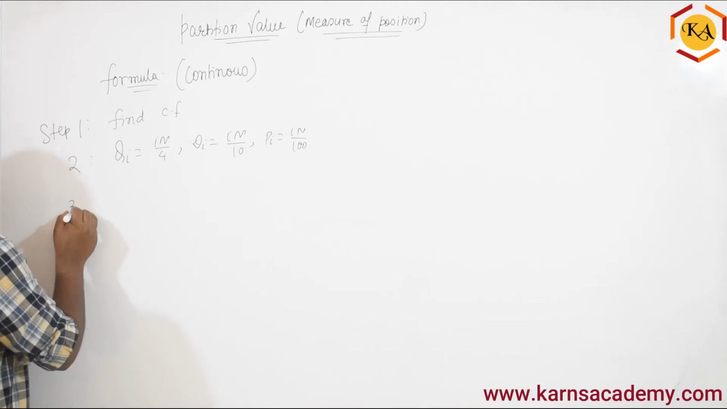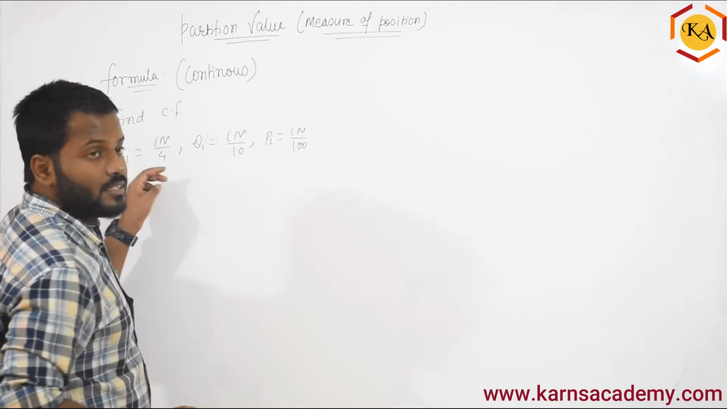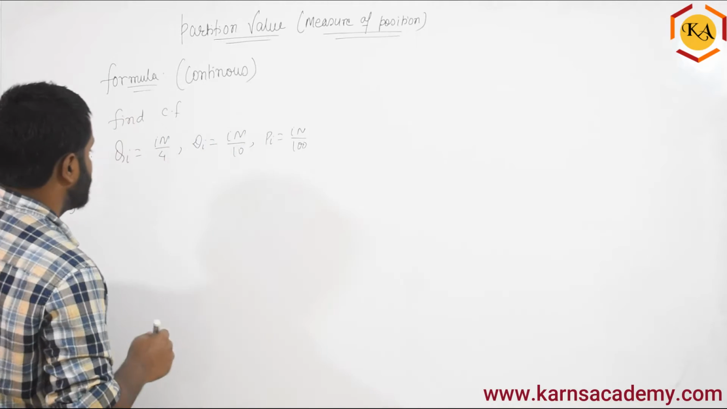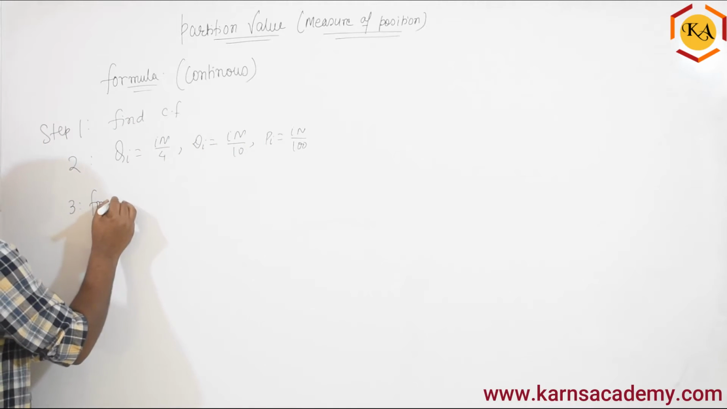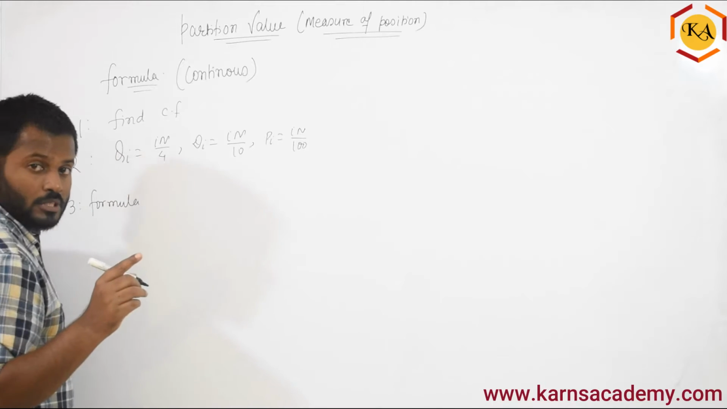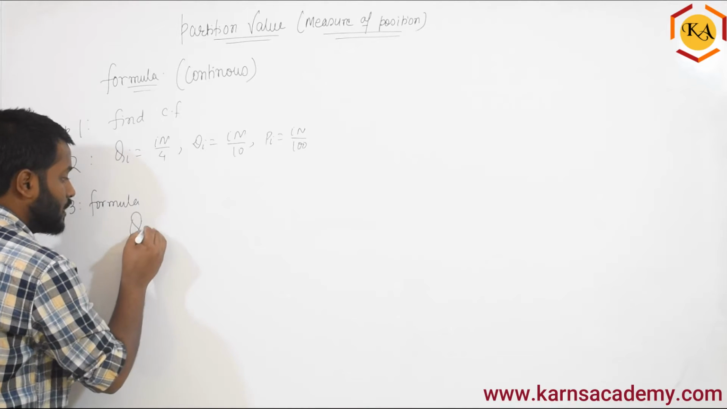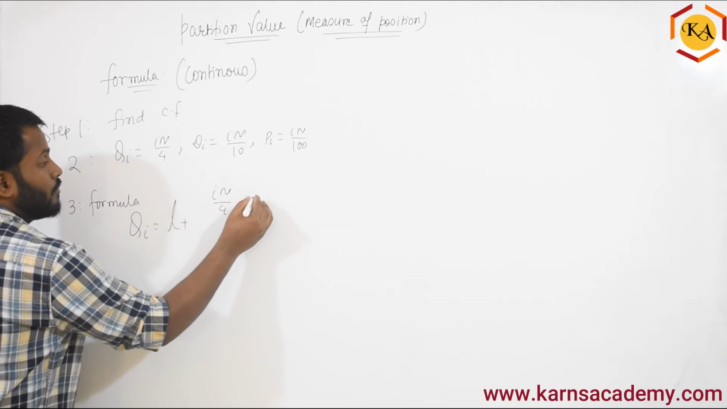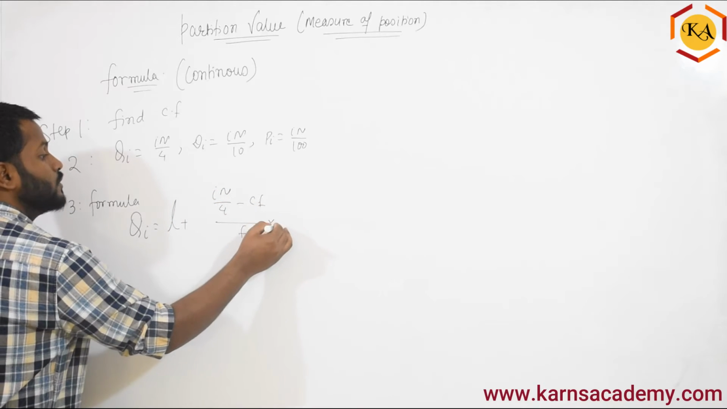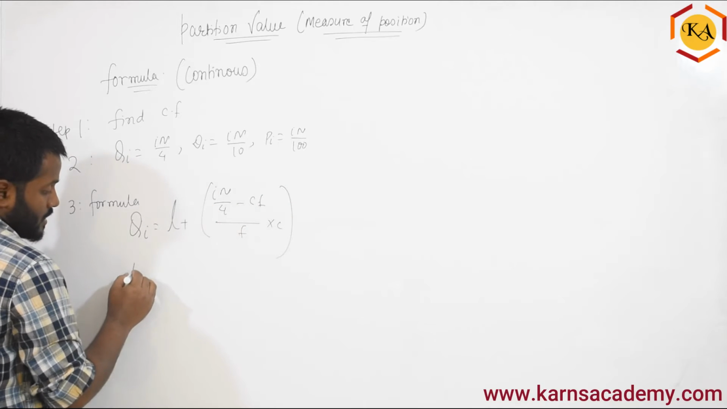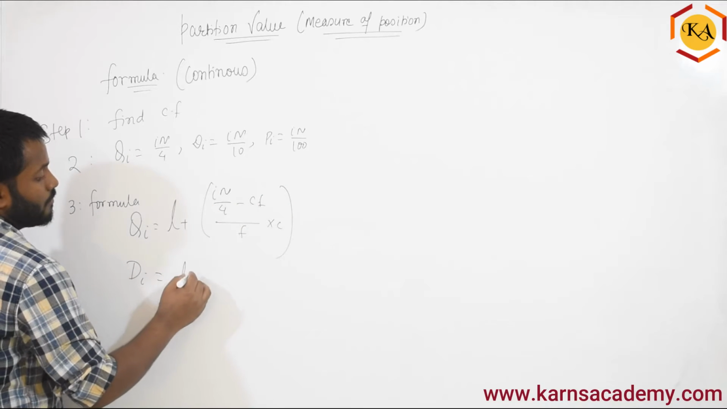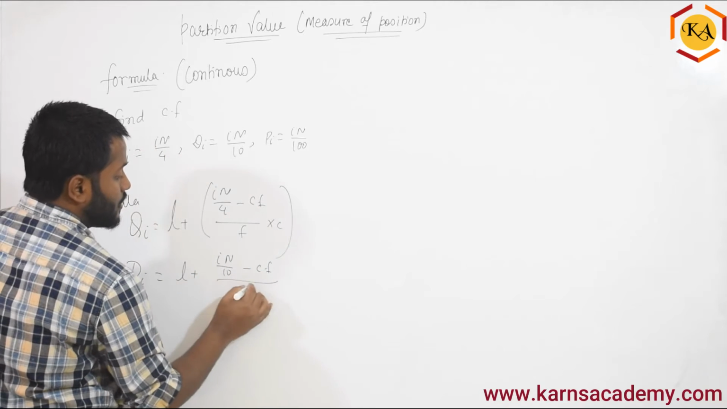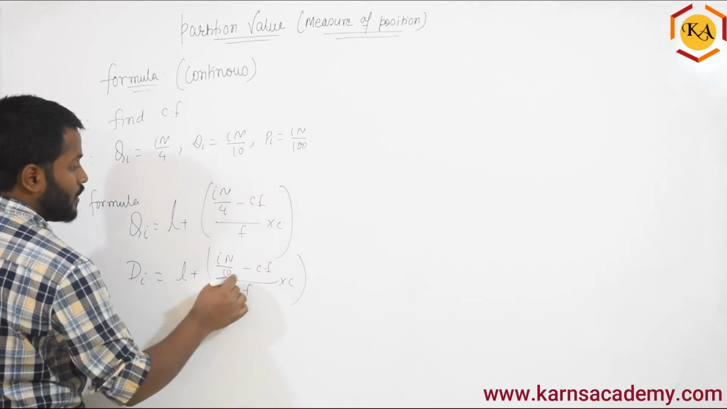Step 3: once you obtain this and based on that you have selected the value, like how we used to do in the median, we are going to write the formula. You remember the median formula, right? Same formula we are going to repeat here. If it is Qi, L plus (i N by 4 minus Cf) by F into C. If it is Di, L plus (i N by 10 minus Cf) by F into C.